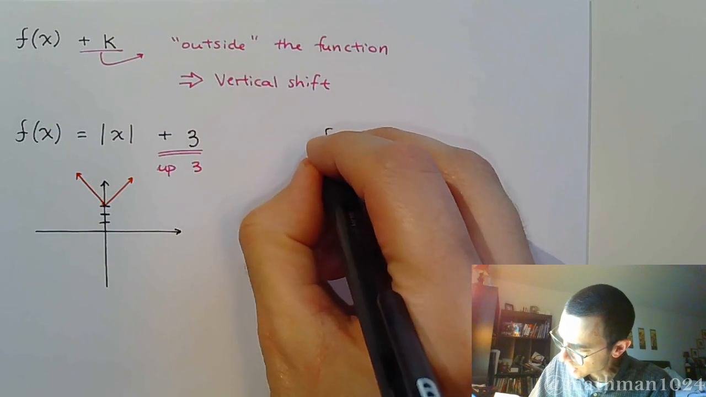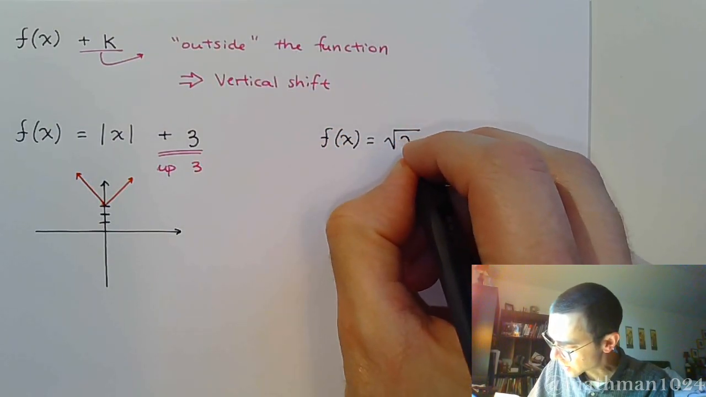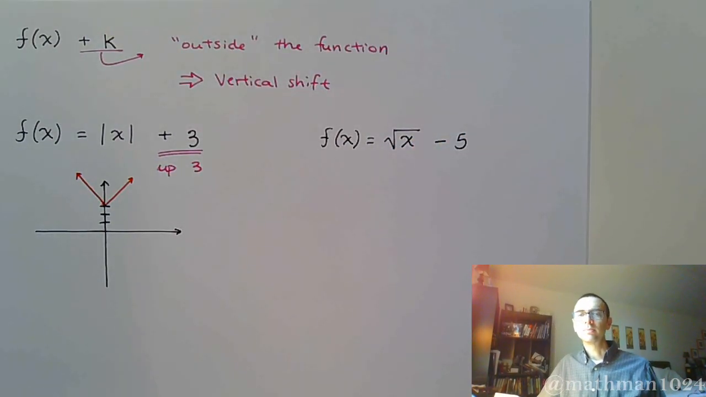Compare that to this. If I say f of x is equal to the square root of x minus 5.